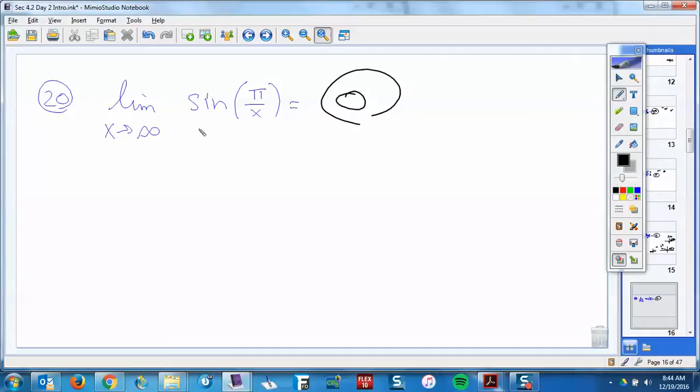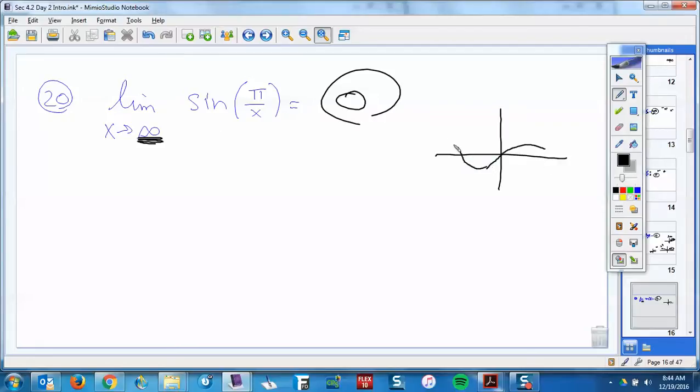This is 0 also. Because how do you do this? Well, this is where it's okay to think about plugging in an infinity. So what's pi over infinity? That's 0, but technically what we're saying is as x gets really big, this fraction in here is getting really small, going towards 0.